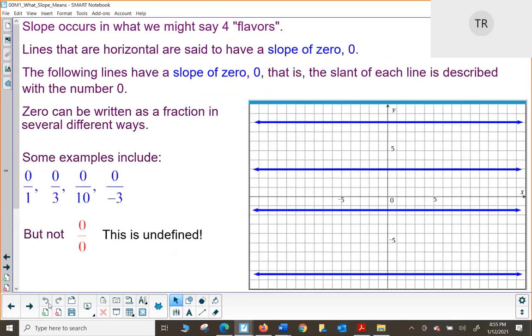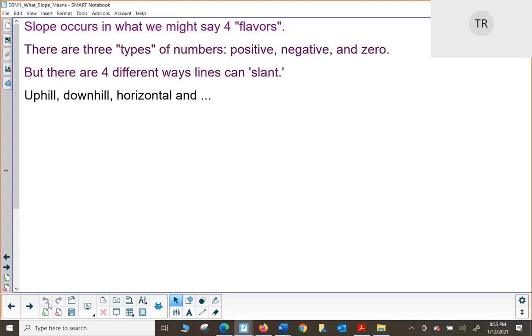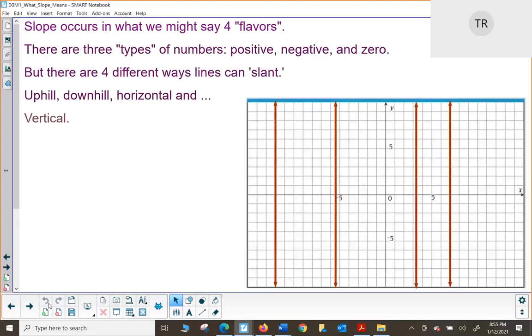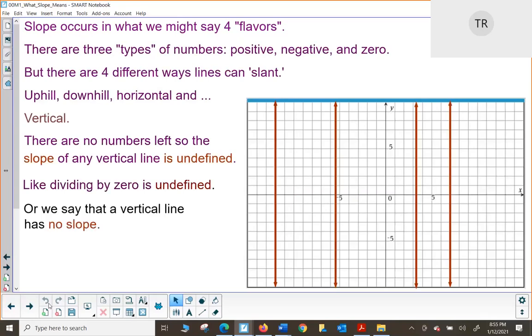And I wanted to address that with my students on how you write 0 as a fraction and talk about undefined. But here's how I handle the no slope. There are 4 flavors, but there's only 3 types of numbers. We've run out of numbers. So we got uphill, downhill, horizontal, and what's missing? Vertical. And so vertical is undefined. There are no numbers left. Like dividing by 0 is undefined. Ha-ha. And we say the vertical line has no slope.